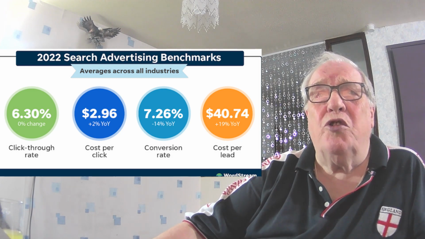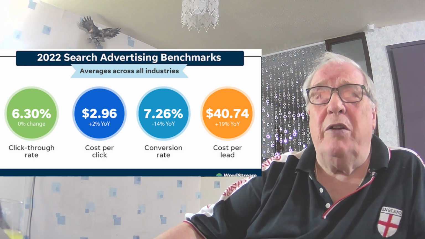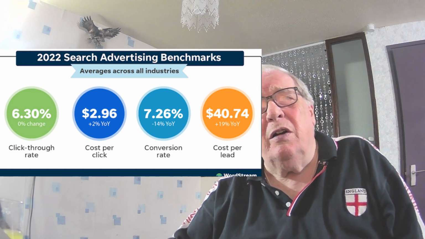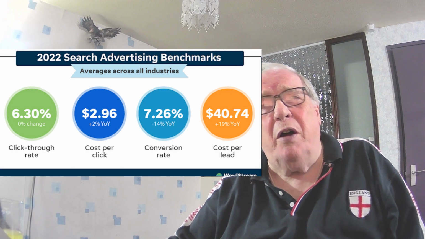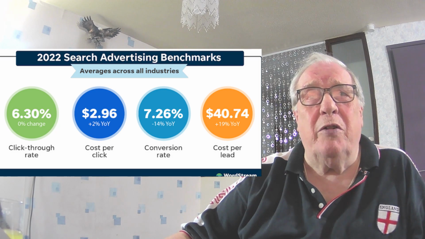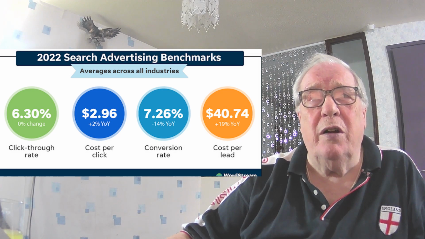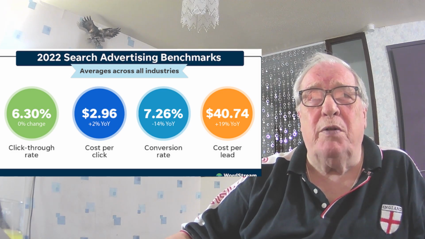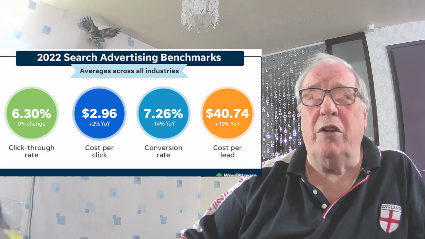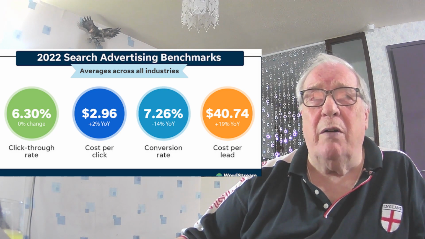Well, start with the general averages for Google Ads in 2022. The average click-through rate was 6.30%. Average cost per click came in at $2.96. Average conversion rate 7.26%. Average cost per lead $40.74. Google Ads benchmark overview averages 2022.